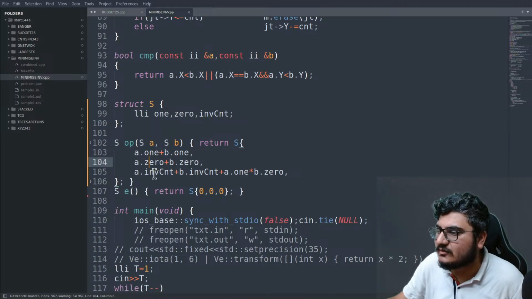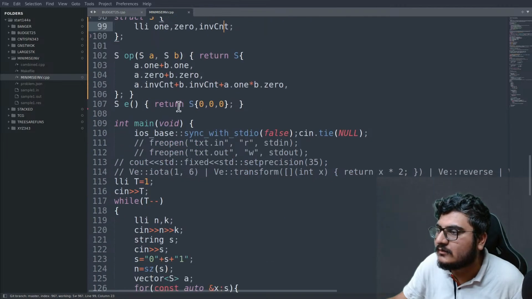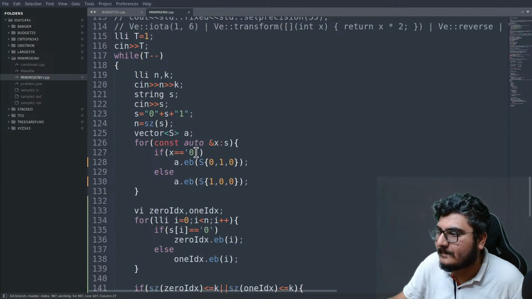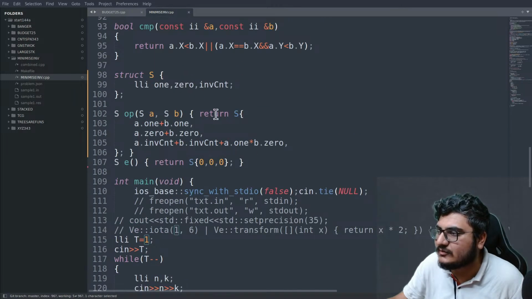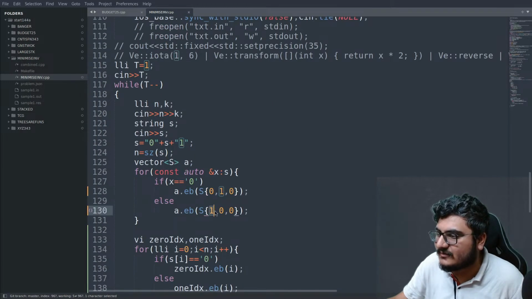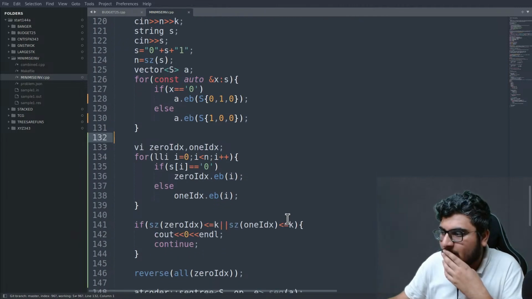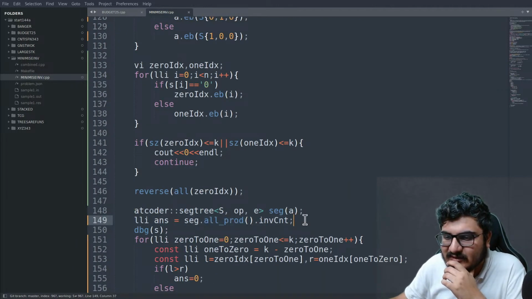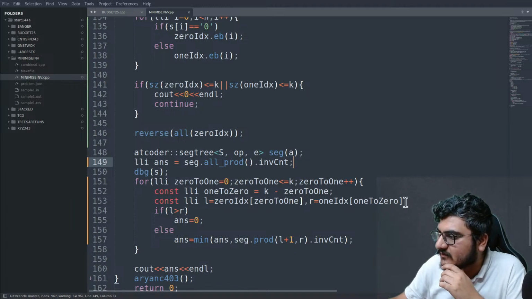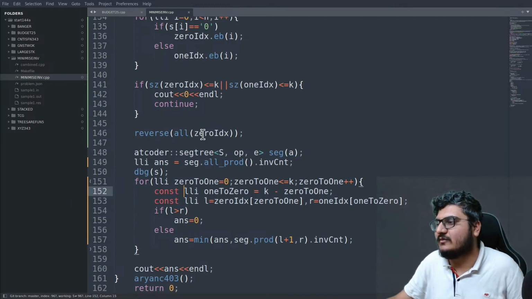First 1 0, invert count 1 0, invert count equal is 0. If x is 0, second element should be placed, second is 0. If x is 1, first element should be replaced. Then a segment tree on this. Initial answer is original inverse count. There are some things which I have matched over there.